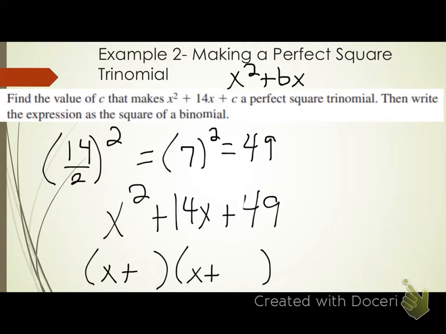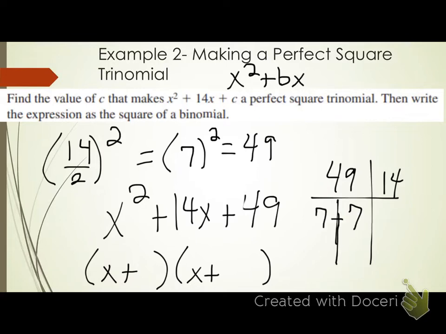Okay, now I'm looking for two numbers that multiply to give me 49 and add to give me 14. What are some numbers that multiply to give me 49? 7 and 7. What's 7 plus 7? Is that what I'm wanting? Yes, it is.